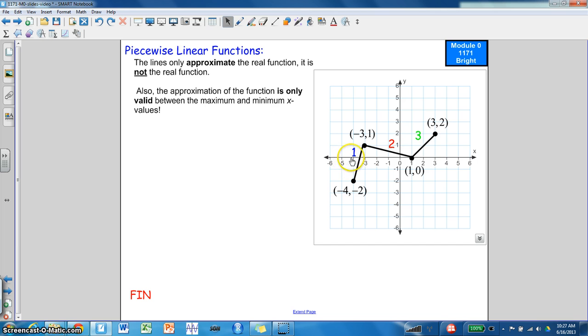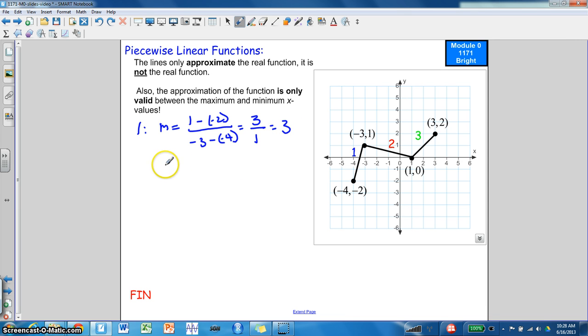And so we need to find the equations of each part. If I look at that first line in blue, I first need to determine the slope. I have 2 points, so I can use point slope form. I just need to know the slope, and to do that I'm going to start with 1 minus a -2, divided by, since I started with this point, -3 minus a -4. Okay, and I'm going to get a 3 over 1, which simplifies to 3.